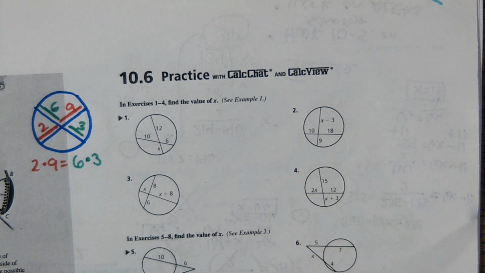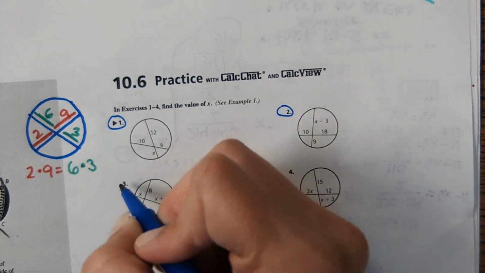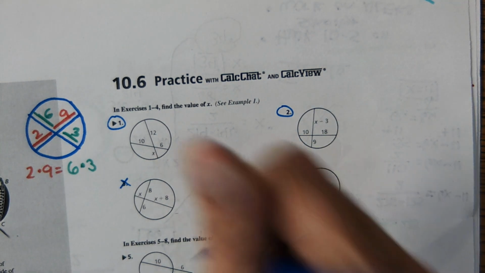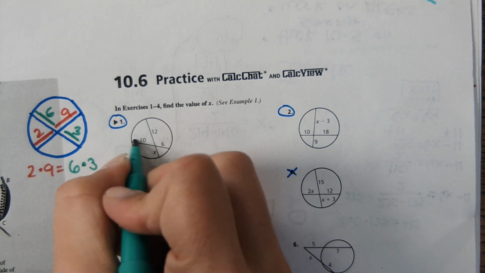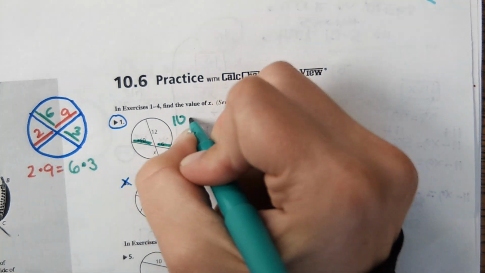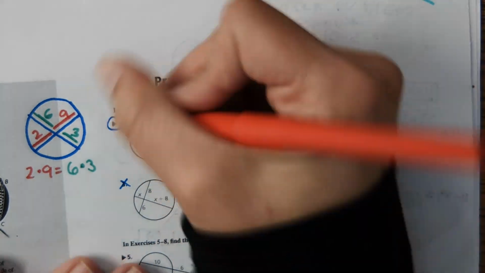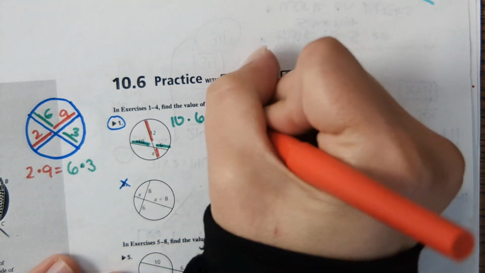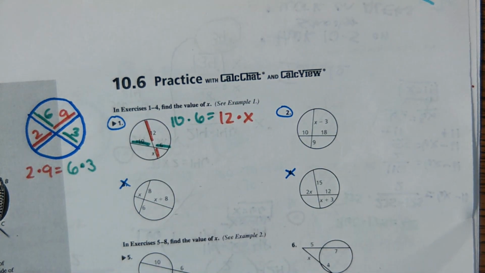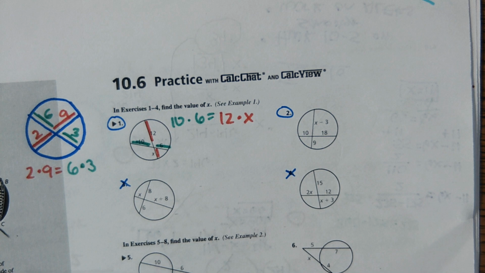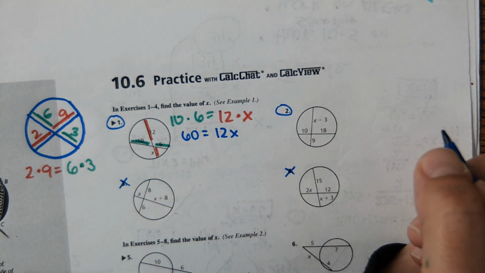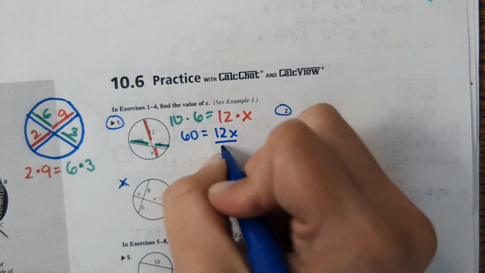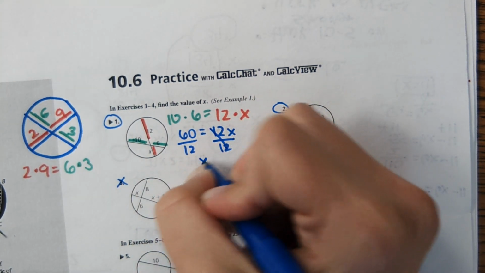Okay, so here we're going to do 1 and 2. We're not going to do 3 and 4, so if you need that space, you're welcome to use that space there. Okay, so for number 1, it's going to be this times this, so 10 times 6 equals 12 times x. And then we can solve for x. So 10 times 6 would be 60, 12 times x is 12x. Divide both sides by 12, yeah, x equals 5.